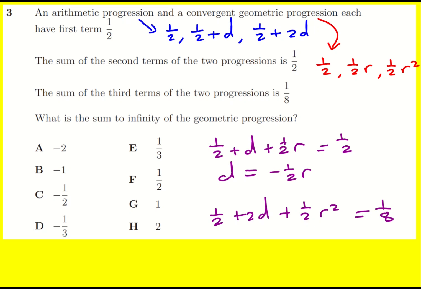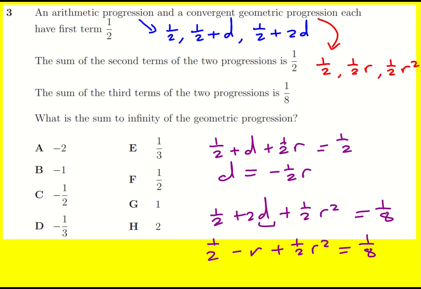Okay, now I'm asked what the sum to infinity is, so I want to solve for r. Therefore, I'm going to substitute in for this value of d. It's now minus a half r. So therefore, a half minus r plus a half r squared is equal to 1/8. And I've got myself a quadratic in r.